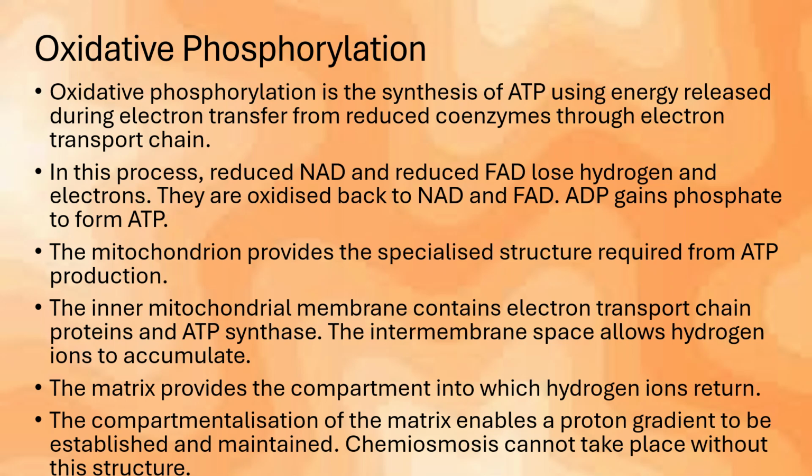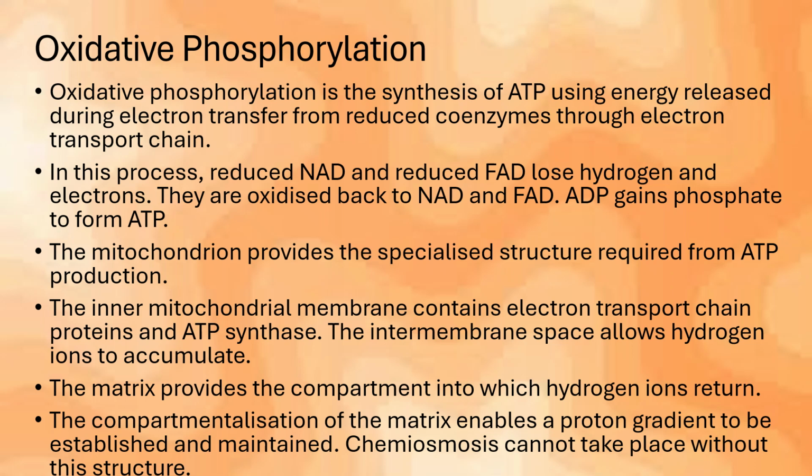So now to look at oxidative phosphorylation again, this is the synthesis of ATP using energy released during electron transfer from reduced coenzymes through the electron transport chain. In this process, reduced NAD and reduced FAD lose hydrogen and electrons. They are oxidized back to NAD and FAD. ADP gains the phosphate to form ATP.